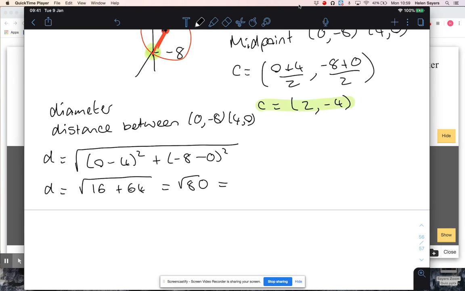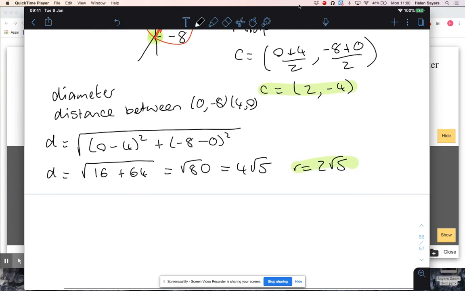Root 80, well, I can take 16 out as a factor of 80 and square root that. So the diameter is 4 root 5, so the radius is 2 root 5, which is not root 40. Okay, so that's one thing to be careful of if you are finding the diameter. If you found the radius, it doesn't matter.